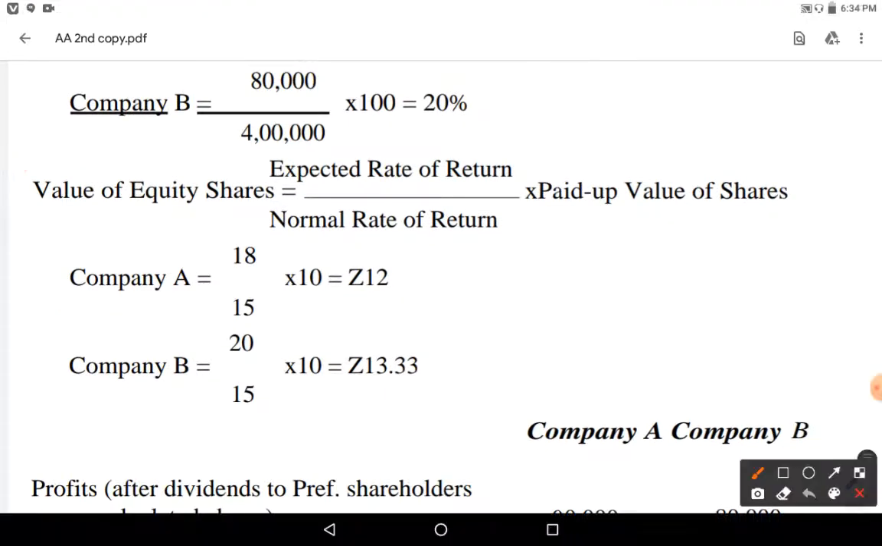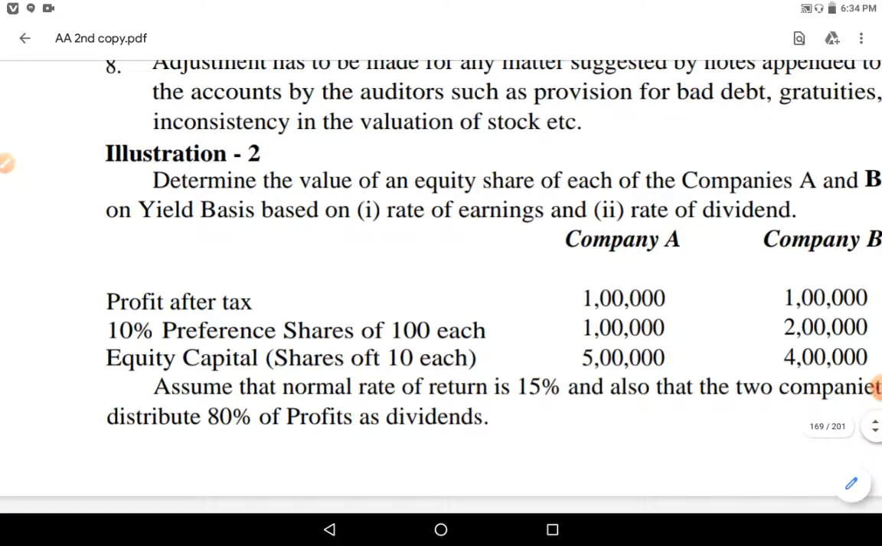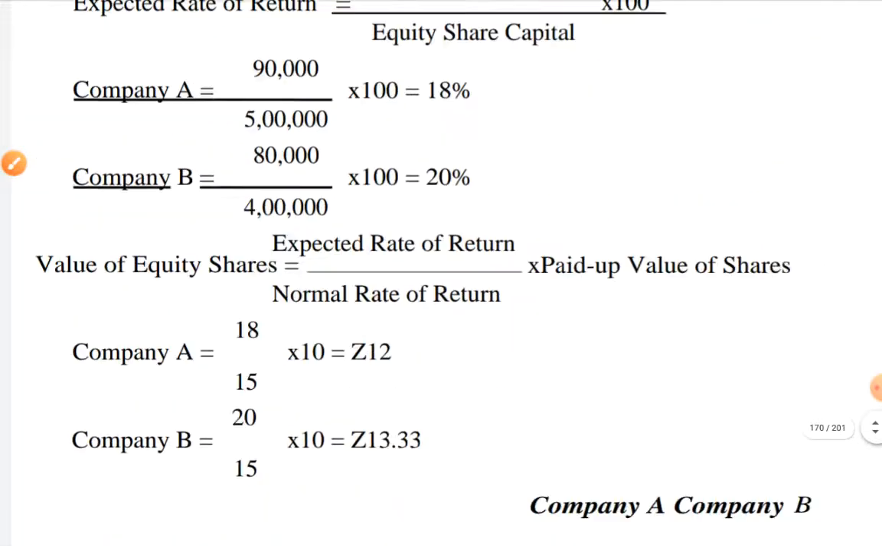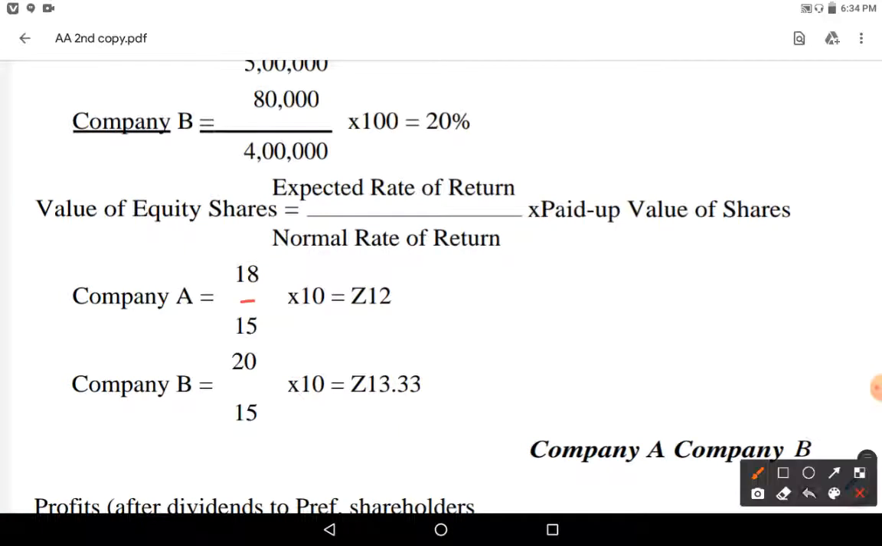Sir, where paid up value is given in the question, I'll show simply. See, each equity share is 10 rupees. This is NRR 15. ERR we have just now calculated. So ERR 18 divided by NRR 15, 18 divided by 15 into paid up value 10 rupees. We have got rupees 12. In scanning, the rupee symbol has become Z.